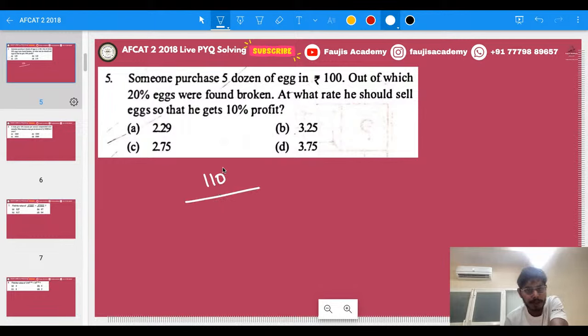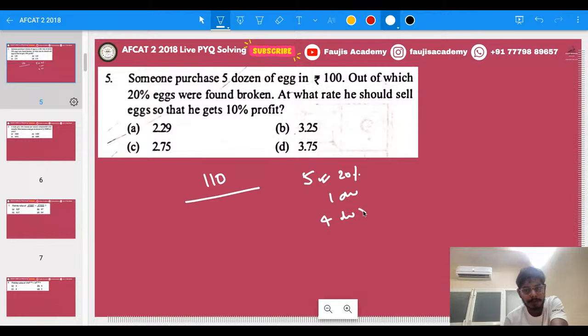In the denominator, there are like 5 dozen eggs. 20% of the eggs are gone. That means only 1 dozen is remaining. Sorry, 4 dozen is remaining, right? Five dozen eggs are there. 20% of it is gone. That means 1 dozen is gone. 4 dozen is left, right?